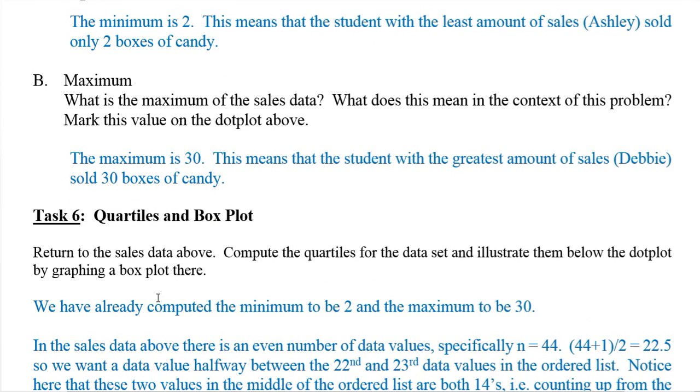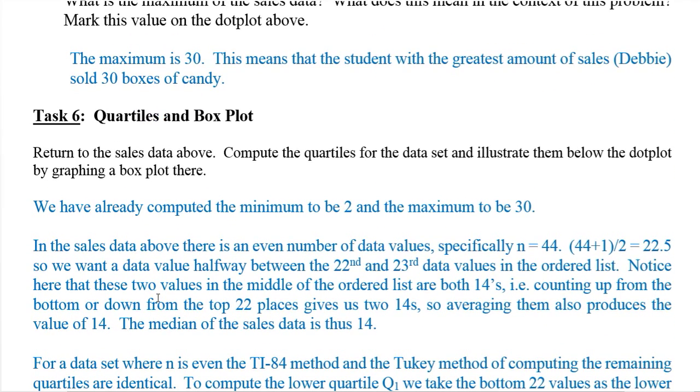The quartiles in the box plot: we've already computed the ends of our whiskers there. Our minimum and maximum would be 2 and 30. Now, how do we find the other parts of the box plot? Well, we want to find the median first. Since n is 44, 44 plus 1 divided by 2 is 22.5. So the halfway point is between the 22nd and 23rd.